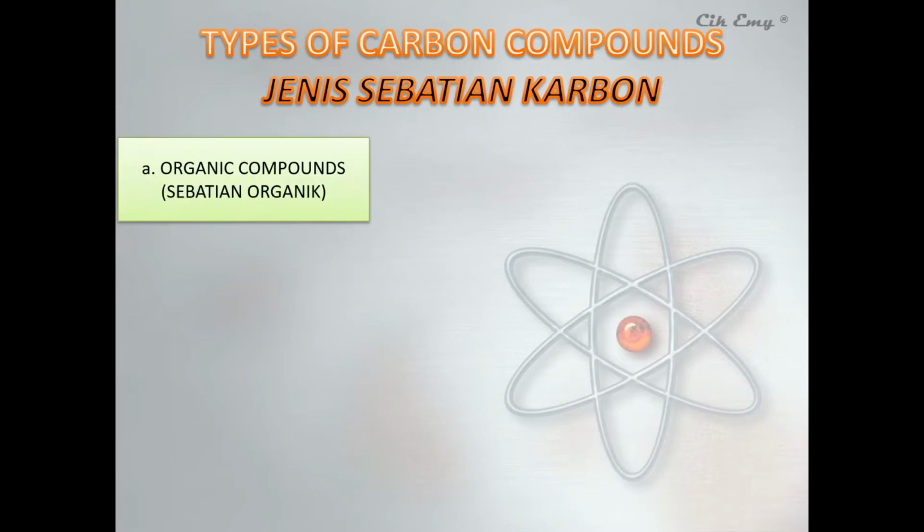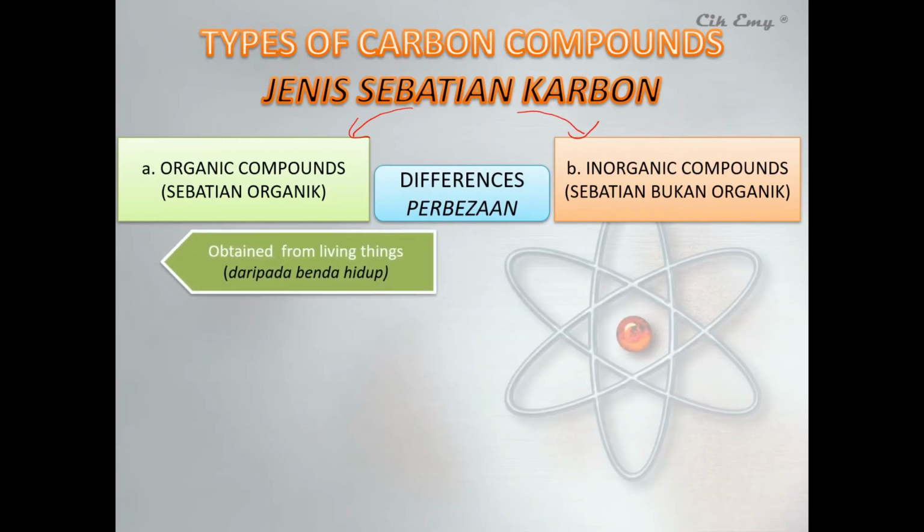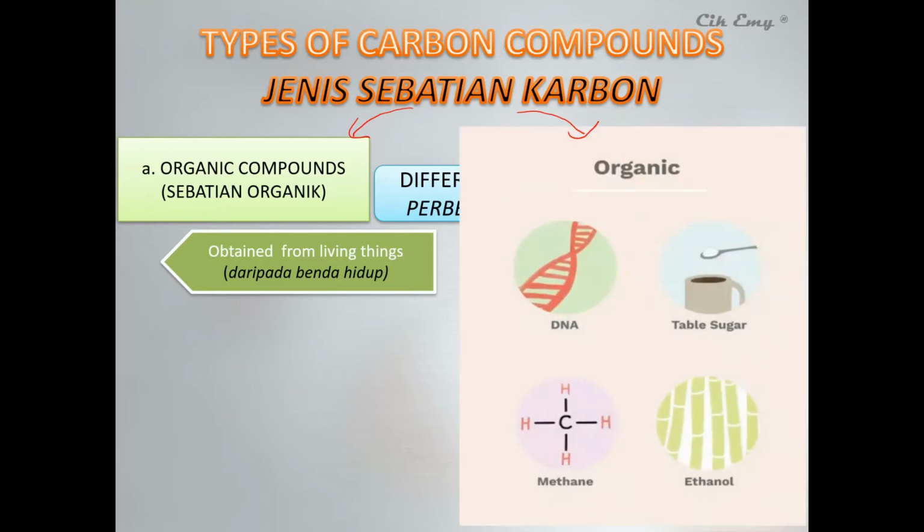Okay, dari video tadi awak boleh tahu yang pertama sebatian karbon, awak ada dua jenis, iaitu sebatian karbon organik dan juga sebatian karbon bukan organik. Organic compounds and inorganic compound. So let's take a look about the differences between these two. Tengok yang pertama. So organic compounds, they are obtained from living things. Dia didapati daripada benda hidup.